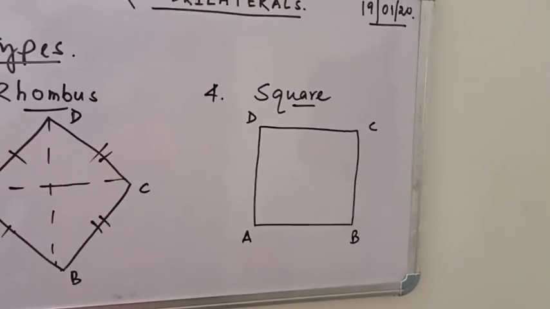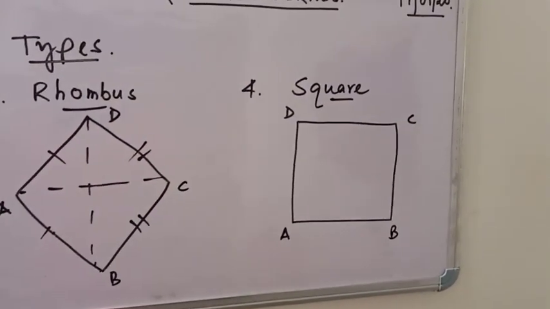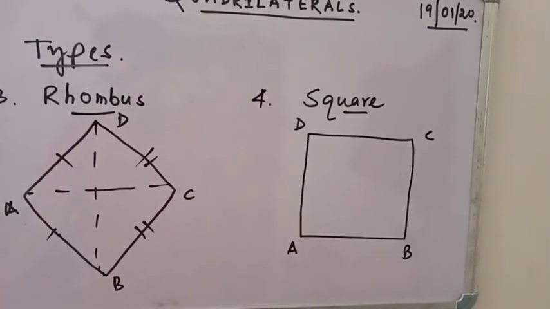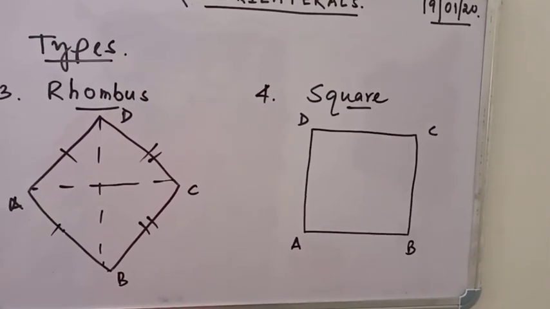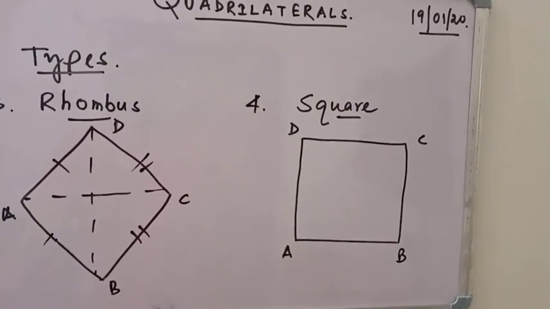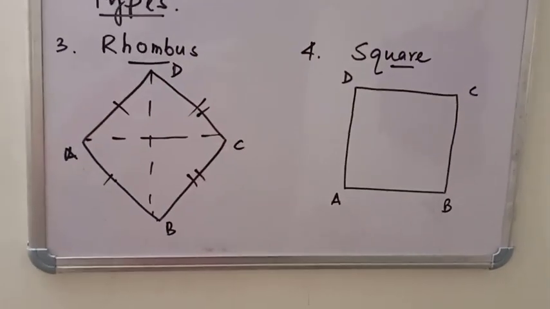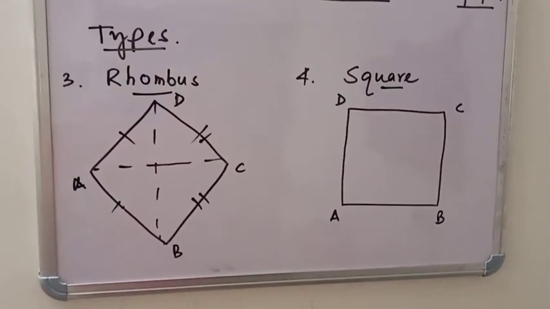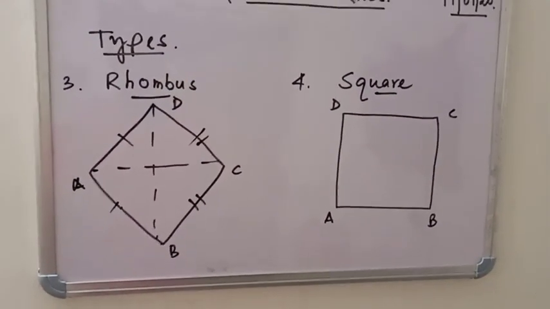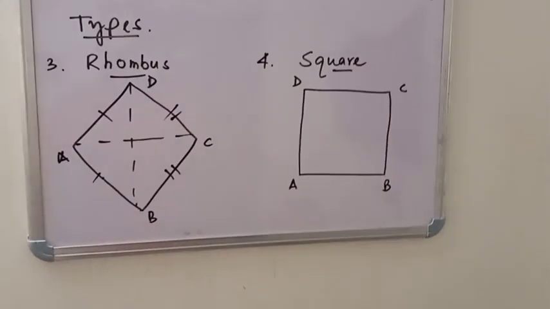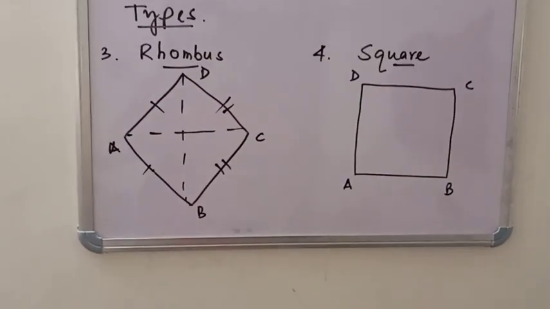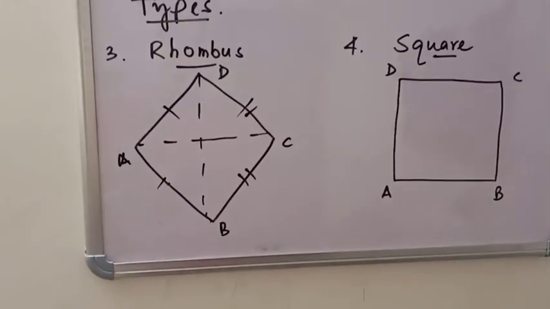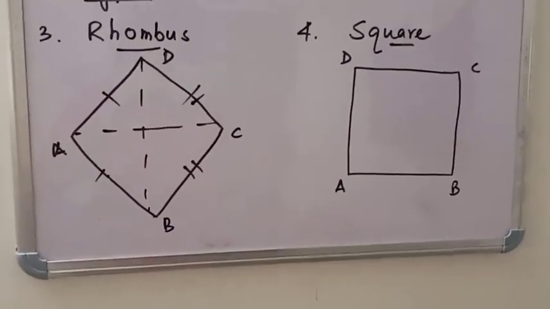And each diagonal of the rhombus bisects the angles at the two vertices it joins. That means AC bisects angle A and angle C. And similarly, BD bisects angle B and angle D.